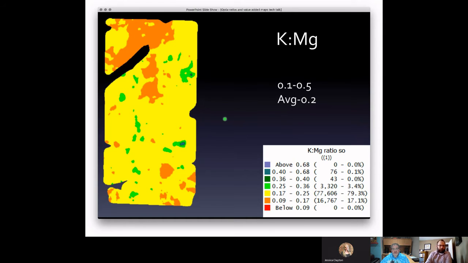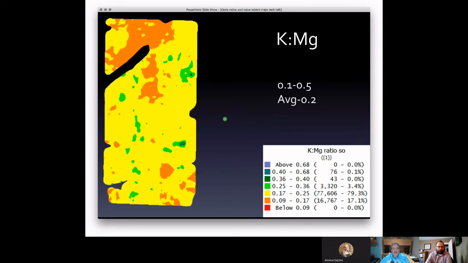When we started looking at this and doing correlations to yield maps, we saw some strong correlations to getting the K to MG ratio in the sweet spot versus having it way too low or way too high. Yield drops off pretty fast off of what the potential of a field is. Once you get over 0.4, it drops off a little bit. Between a 0.25 and a 0.2 it drops off a little bit, but when you get below a 0.2 and lower, it drops off substantially.